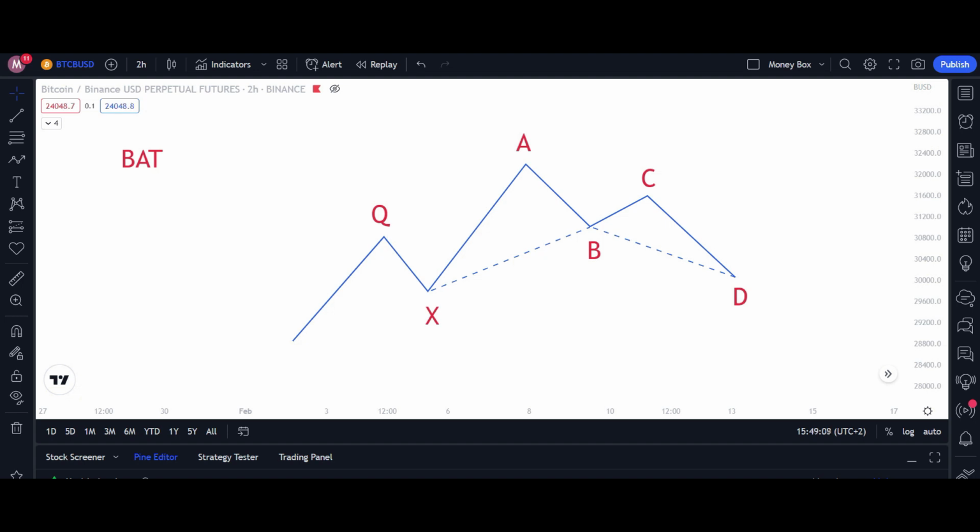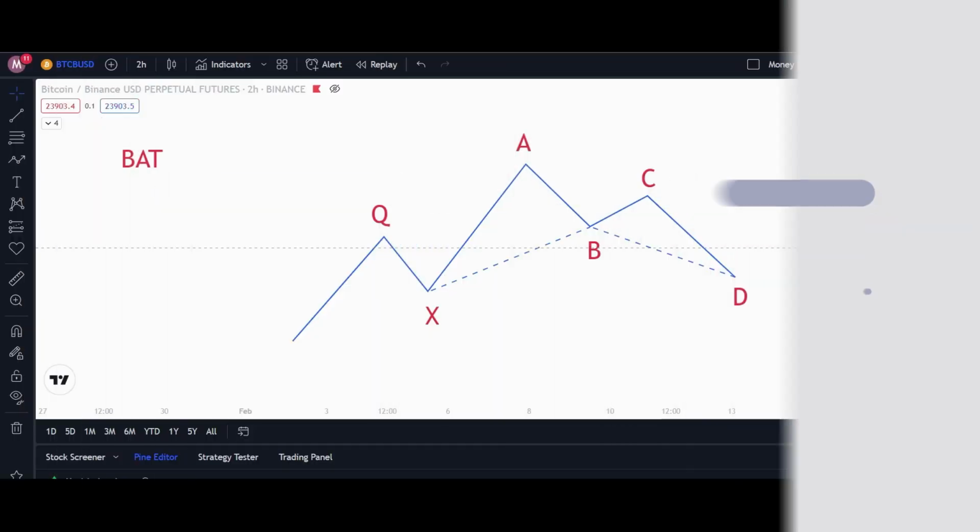Today I'm going to show you how to draw patterns correctly with exact entry and stop loss points, and also how to determine whether the pattern is valid or not by using the Fibonacci tool. Here is the first one.